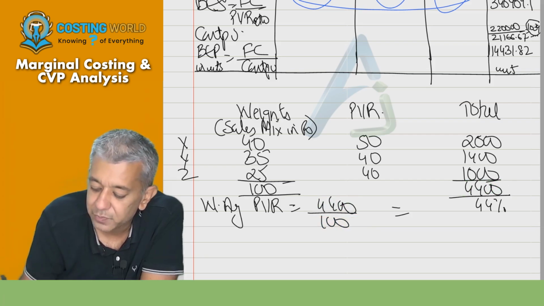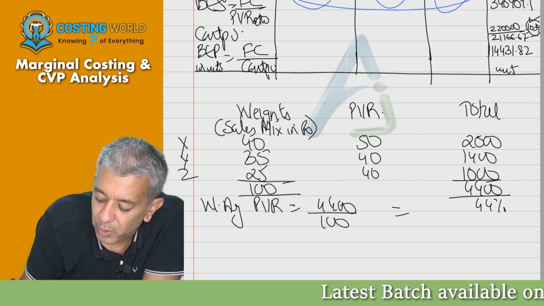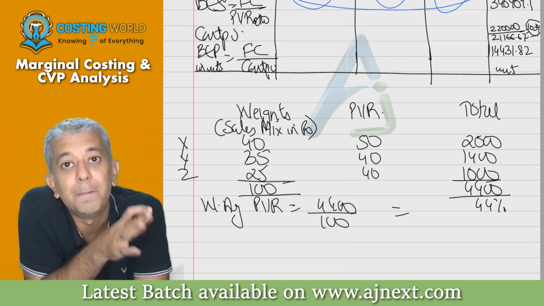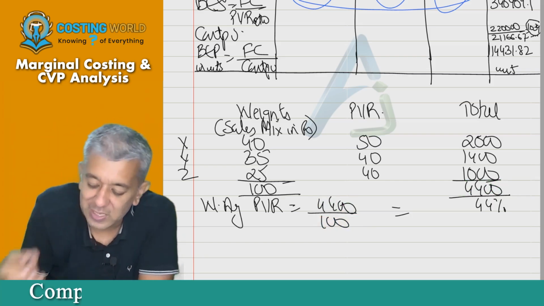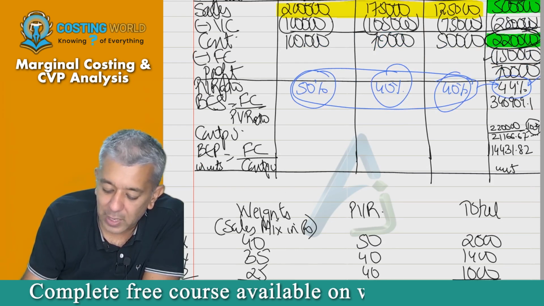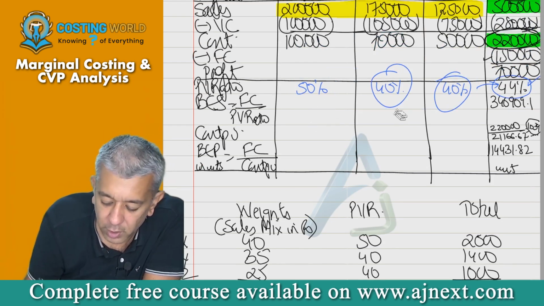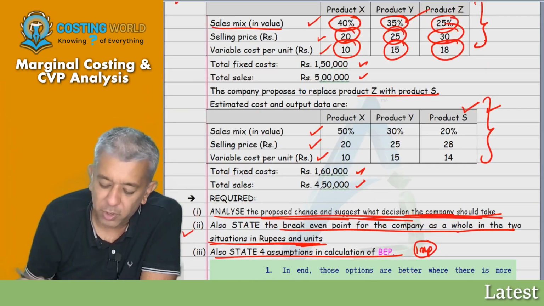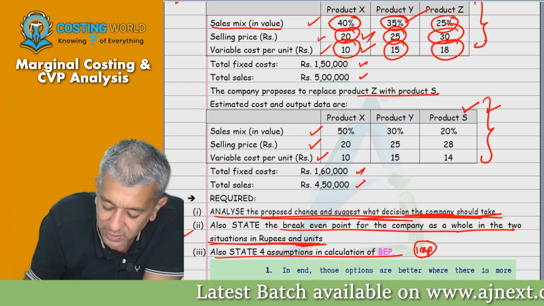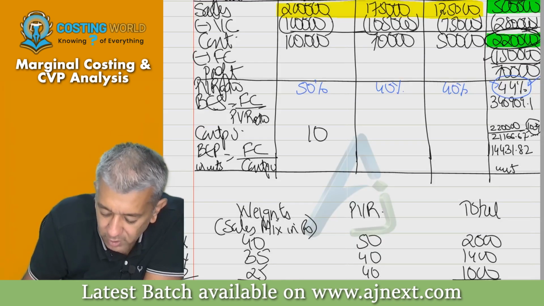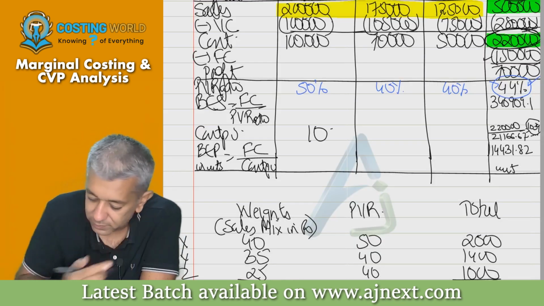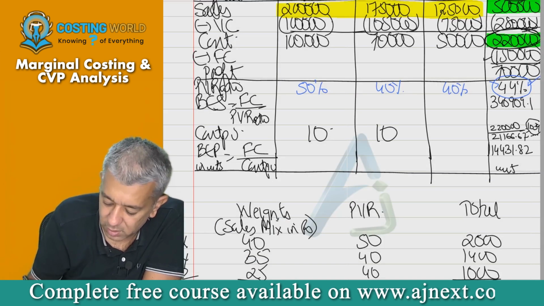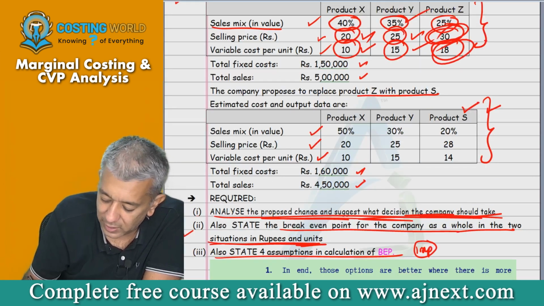That'll be far better. Now, this 10.39 is nothing but the contribution per unit of the company. But obviously, this contribution per unit of the company must be related to the contribution per unit of the products also. Let me find out contribution per unit of the product, and it's very simple. Selling price minus variable cost. You all write down, contribution per unit of X will be 10. Then Y, 25 minus 15, it will be 10. 30 minus 18, it will be 12.